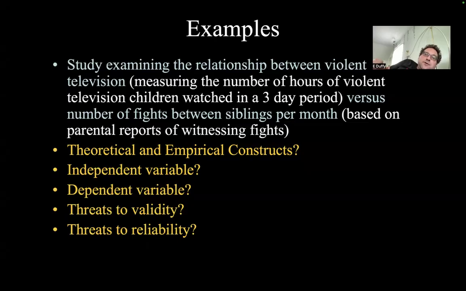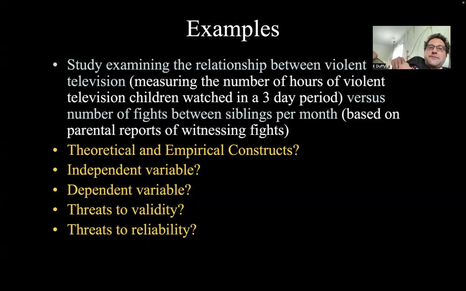Okay. So, your independent variable here. Again, the independent variable is what you're interested in controlling to see what its effect is on another variable, which is the dependent variable. And here, you're not thinking of the number of fights influencing the amount of violent television that children watch, but rather the amount of violent television that children watch leading to the number of fights that they get into. So your independent variable here is the number of hours of violent television that children watched, and your dependent variable is parental reports of witnessing fights.